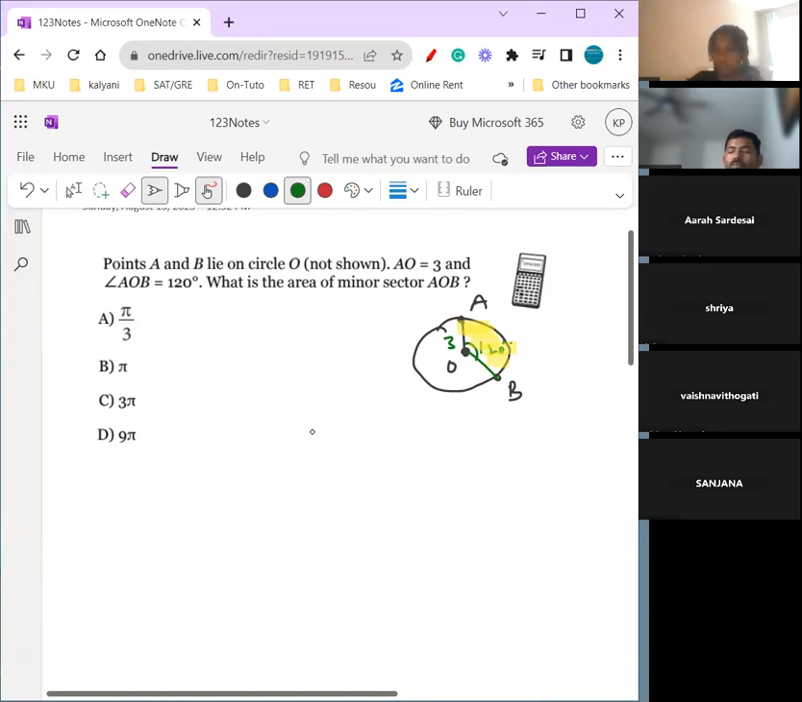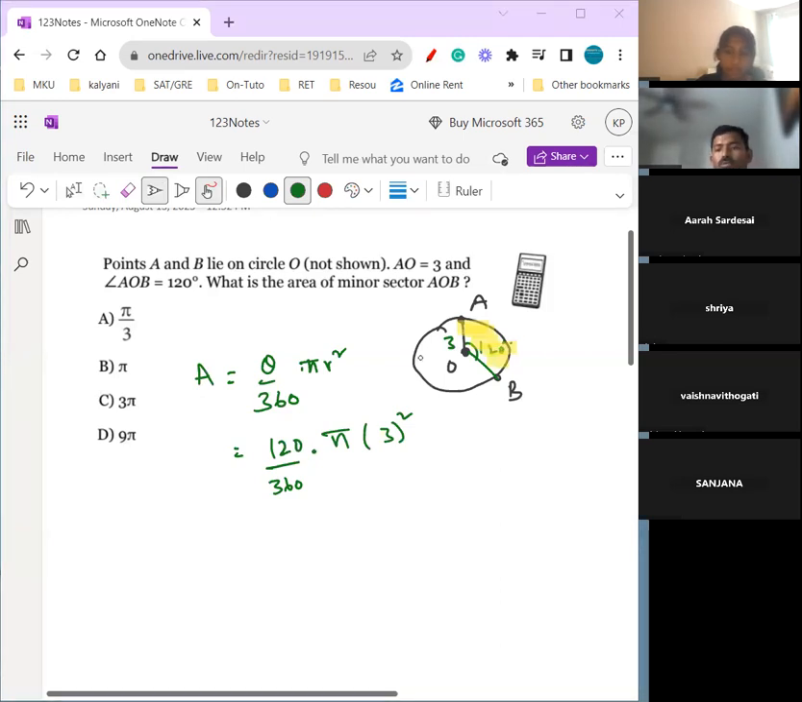There are a couple of ways you can do it. You can use the formula, or you can just use the ratios, whichever way you feel like. If you want to find the area, it's theta over 360 times pi r squared. Your theta is 120 degrees over 360 times pi, the radius is 3 squared. Simplify this, and you should be getting the answer 3 pi. Good, very good. So that's the first question here.